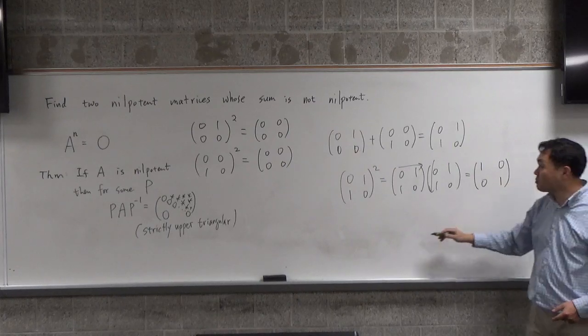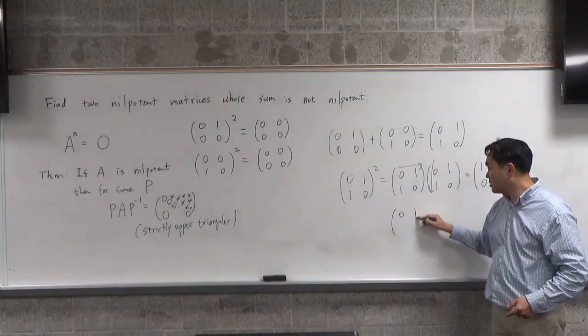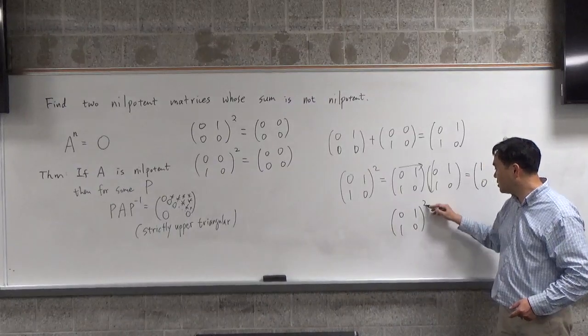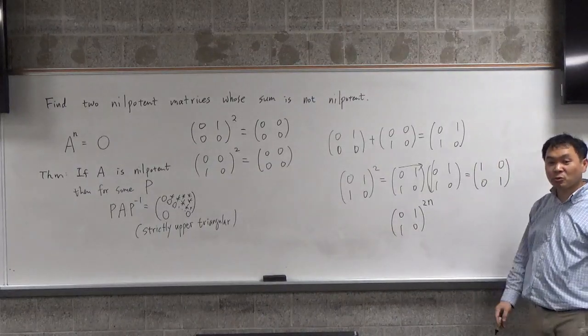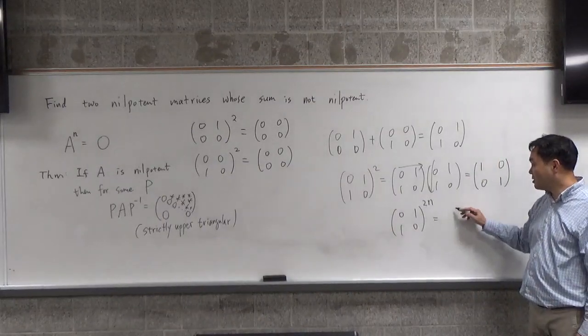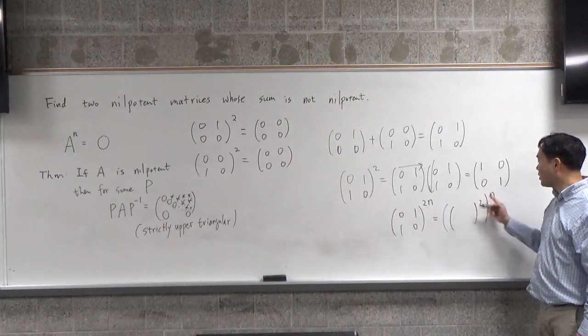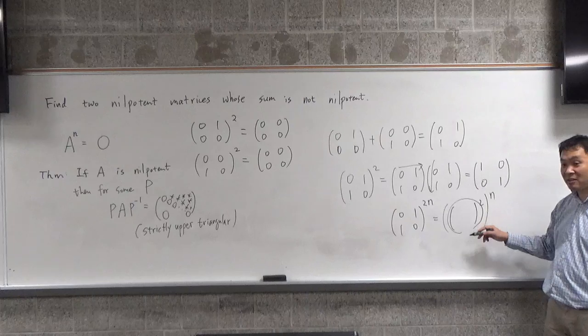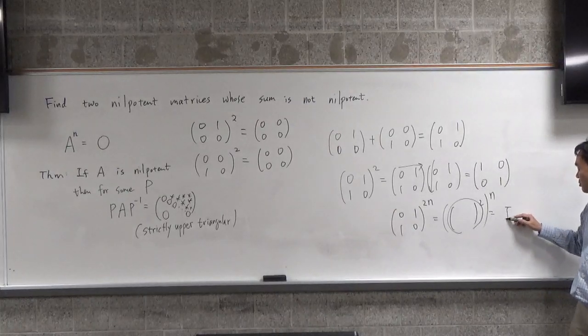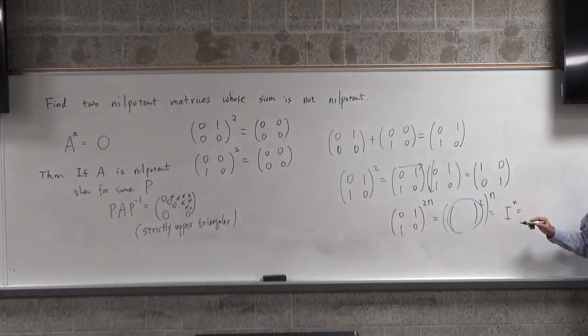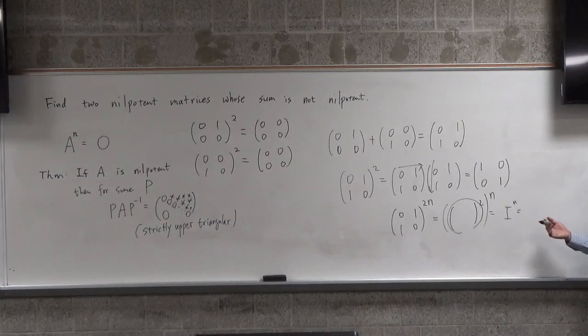So any even power would be the matrix squared to the nth power, but it squares to the identity matrix, so it's the identity matrix to the nth power. What's that? Identity matrix, no matter how many times you take the power of, you get just the identity, right? So all the even powers will be identity.